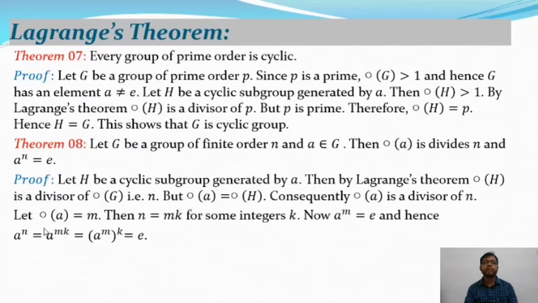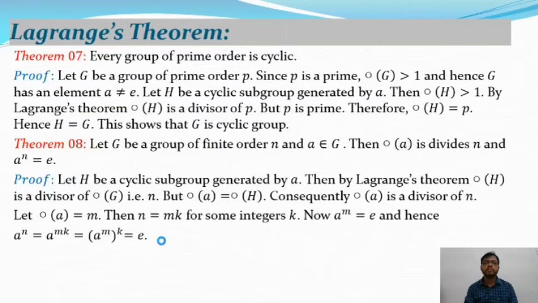And let order of a be equal to m, then n is equal to m into k for some integer k. And now a to the power m is equal to e, and hence a to the power n is equal to a to the power mk, which is a to the power m, all to the power k, where a to the power m is equal to e. So from this we will get e to the power k, and e to the power k is equal to e. So you know that any power of the identity element is equal to the identity. Hence the proof of the above theorem.